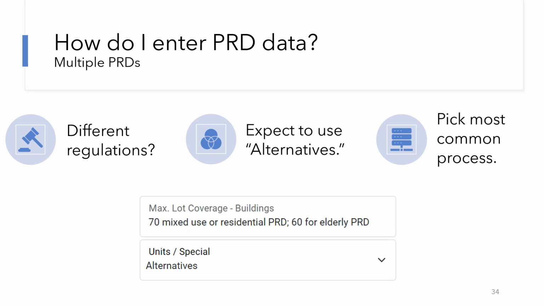Also, note that with the treatment fields, you're going to use the most common process. So if you have multiple PRDs and they have different approval processes, you should pick the one that you expect to be built most commonly, and you put that in the PRD treatment field.